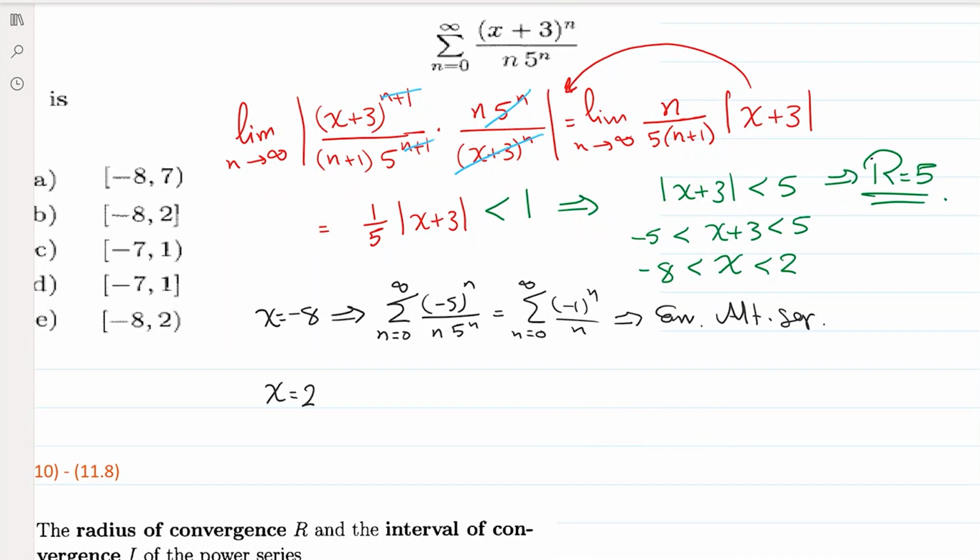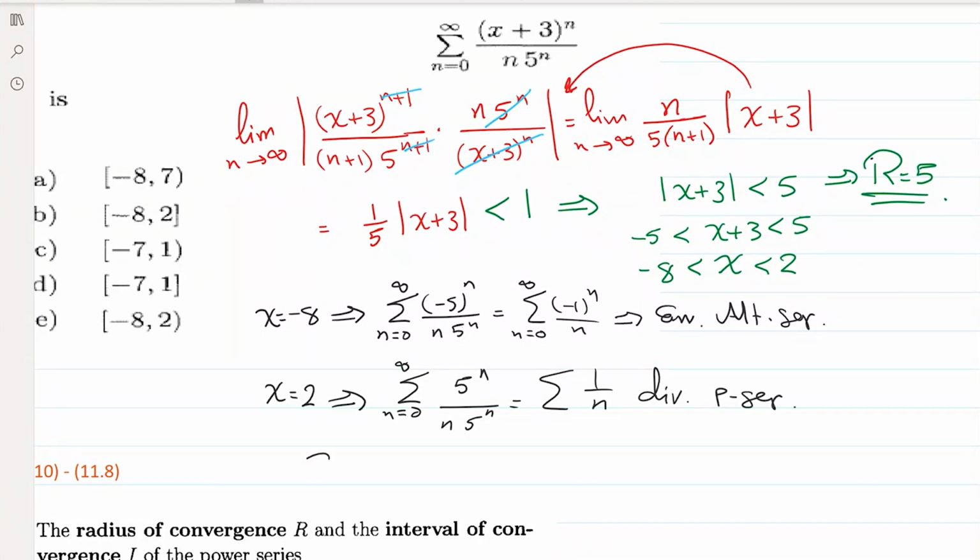I think this is what we will get in the second case when x equals 2. When x equals 2, guys, you will get the sum from n equals 0 to infinity of 5 to the power n over n times 5 to the power n, and this is the sum of 1 over n, and this diverges by the p-series.